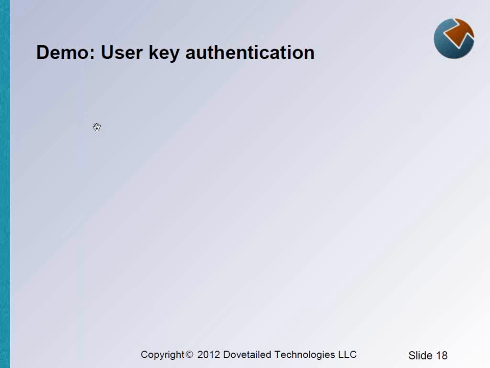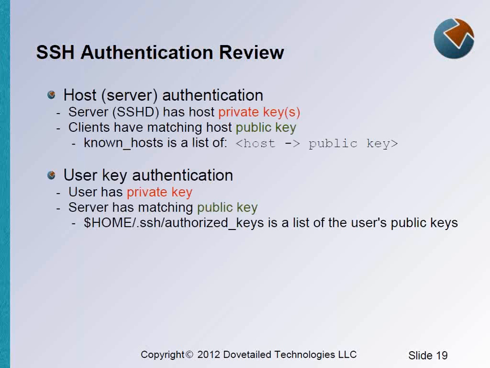Okay, so that was a little demo of how to set up user authentication with files. And this is just a little bit of a review of the two kinds of authentication. With host or server authentication, the server has the private keys, and the client has a registry that associates a host name or an IP address with the public key. Up here, the host is Alice, the client is Bob, right?